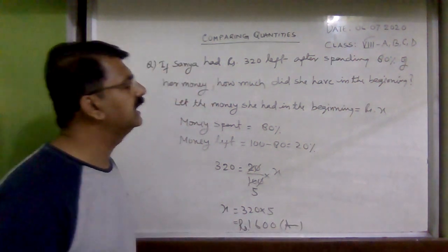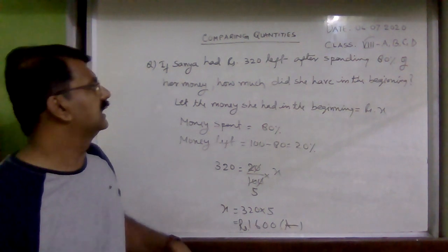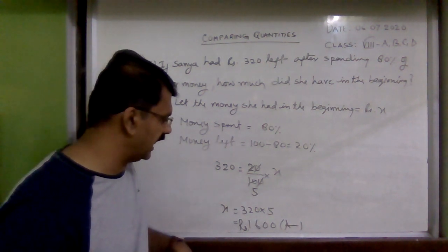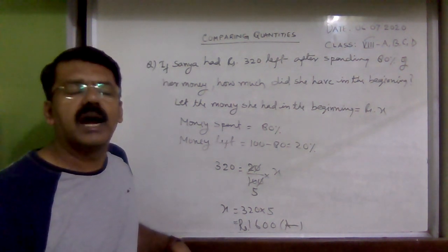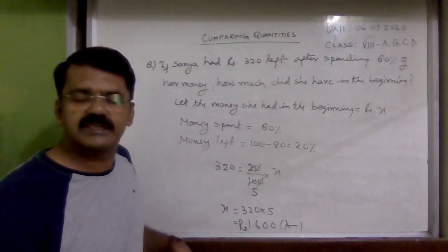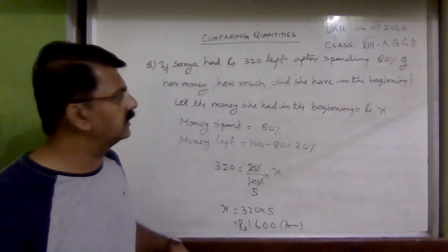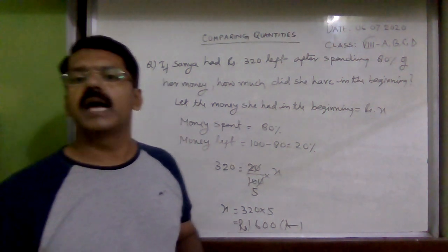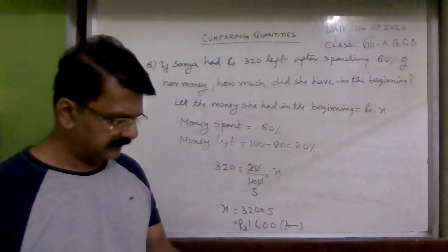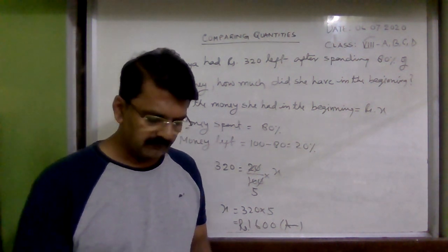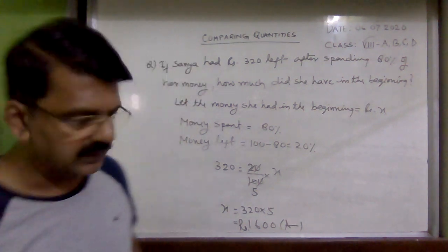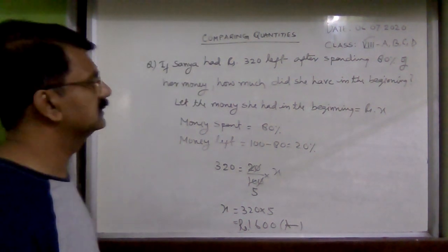So initially, in the beginning, Sanya had rupees 1600, out of which she spent 80%, and now the money she has is rupees 320. Clear? Now we'll do the next question.